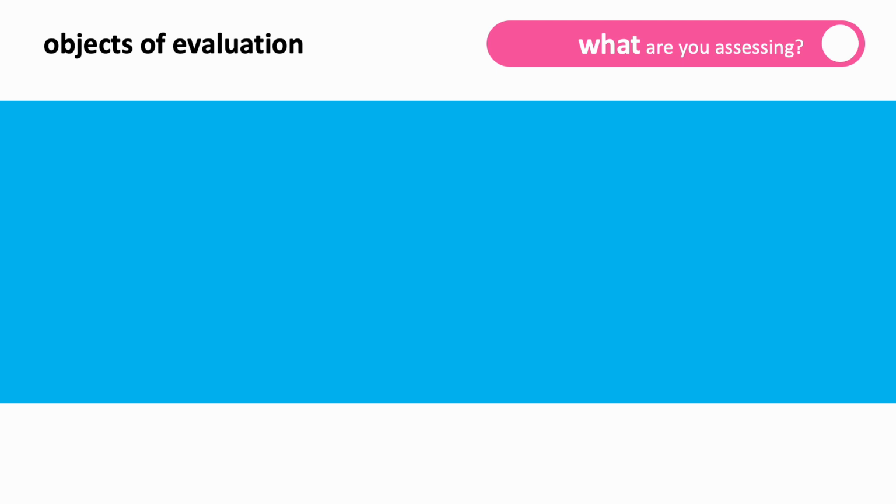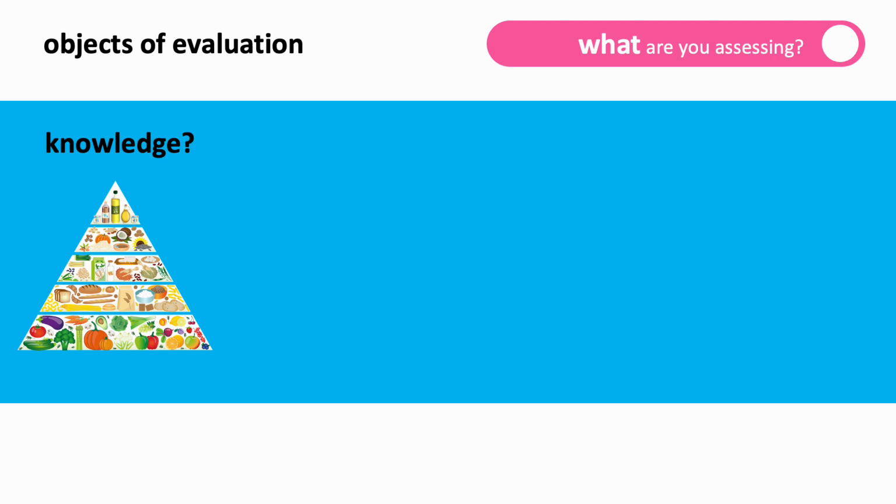Once you identify why you are assessing or evaluating student learning, the next question is, what are the objects of assessment? What are you assessing in your courses that are part of a program defined by competencies? Is it knowledge? Of course. You need to make sure students have a good foundation before proceeding to the next level of learning, and you may want to conduct a formative assessment.